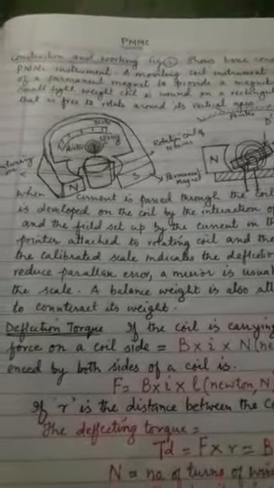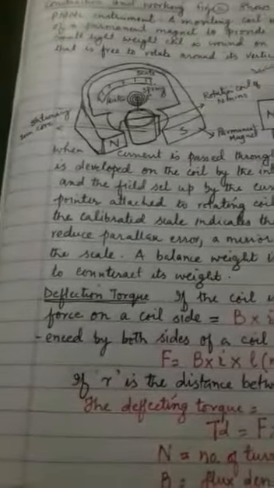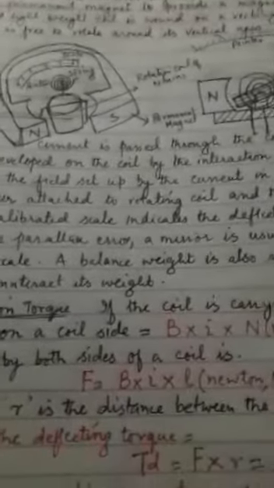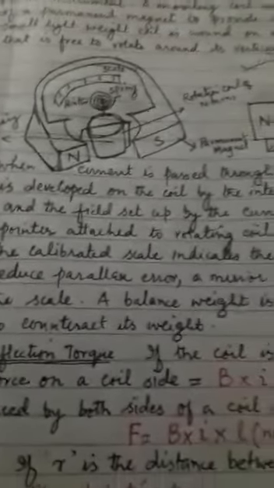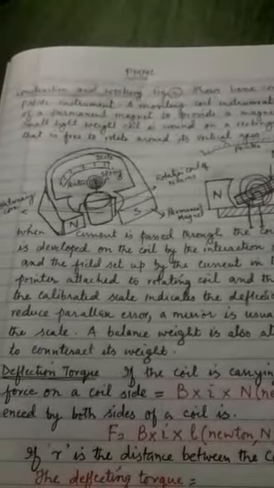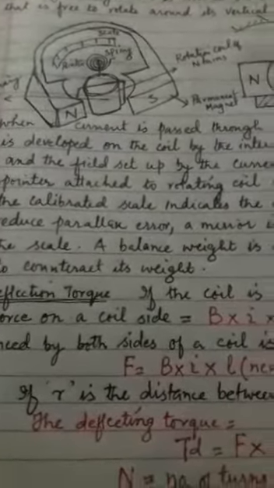Today my topic is deflection torque produced by PMMC. Last time, in class 12th, I discussed the principal working and construction of PMMC, permanent magnet moving coil instruments. Now today I will discuss the deflection torque.